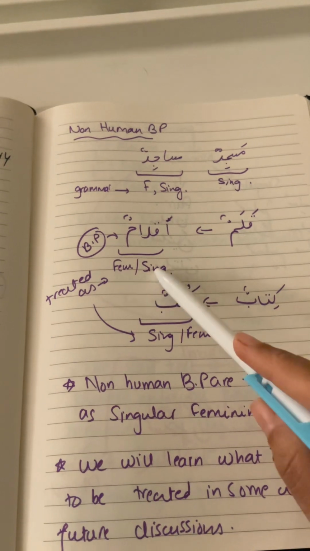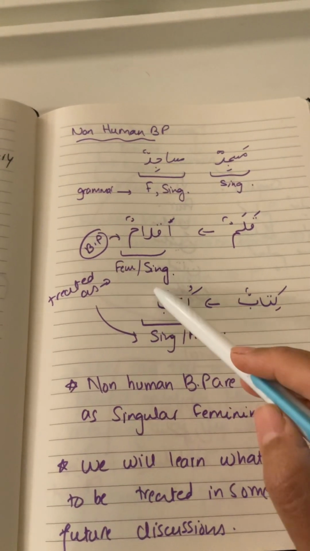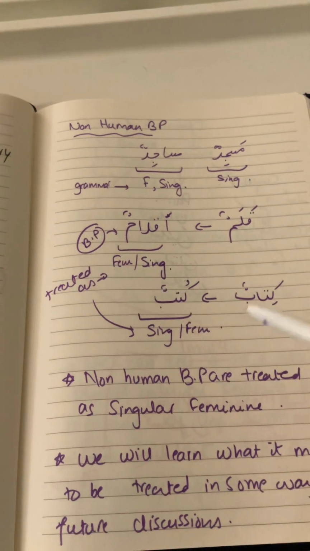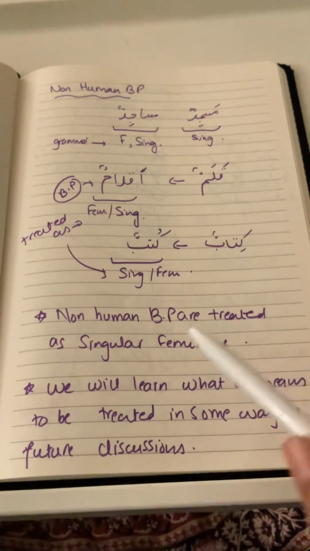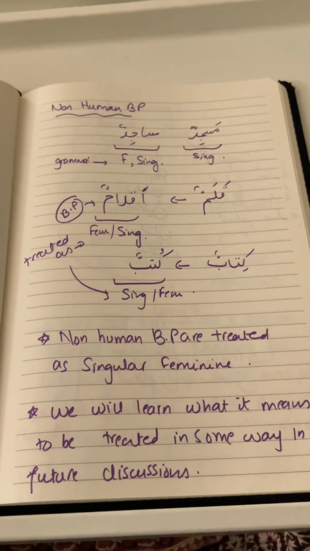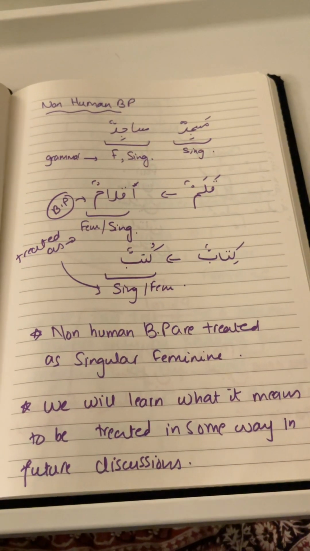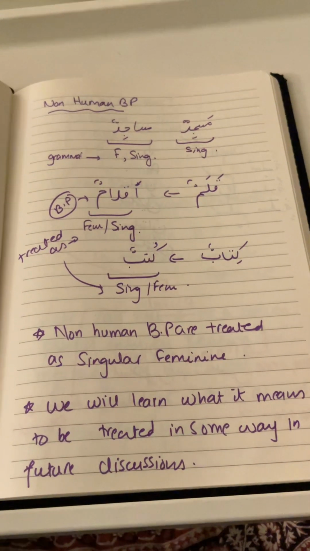Then also aqlam is a non-human broken plural, so it is also going to be treated as singular and feminine. And the same for kutub. So non-human broken plurals are treated as singular and feminine, and this is basically a rule of Arabic grammar which we have to memorize, even if it does not make any sense. This is basically their rule.